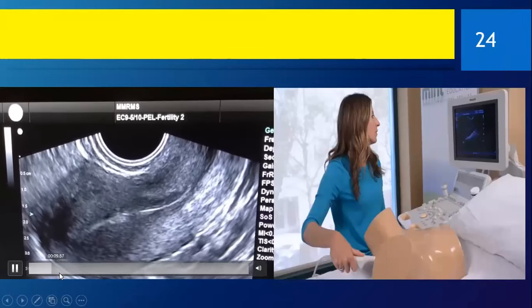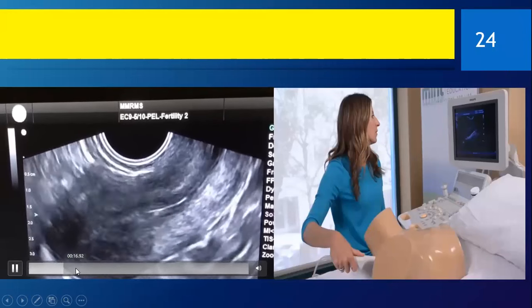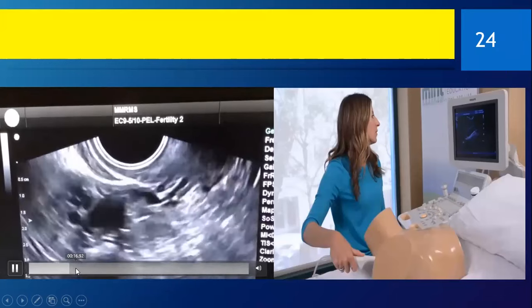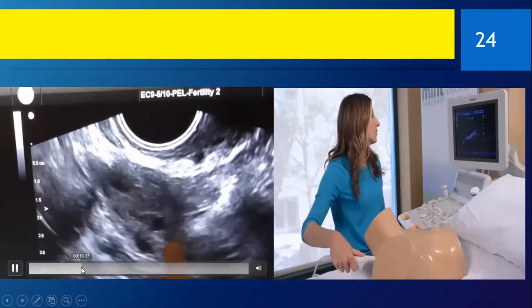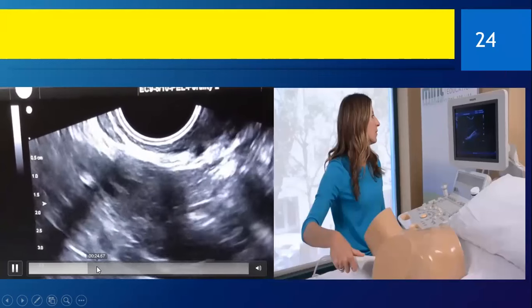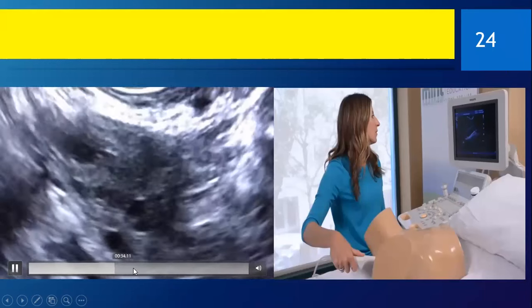Okay. This is the uterus. Okay. Moving the probe from side to side in order to see each ovary. This is an LS. Okay. And we are moving the probe from side to side to see the ovaries.